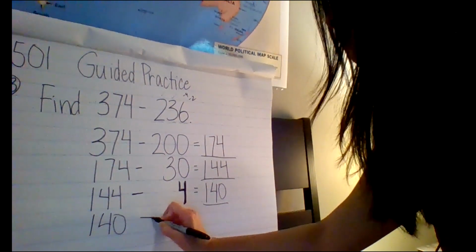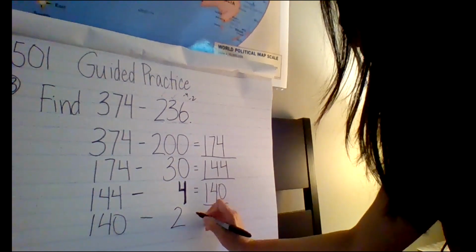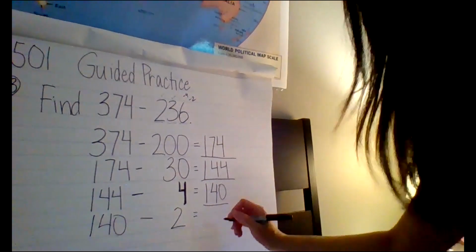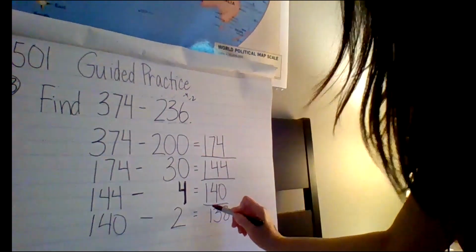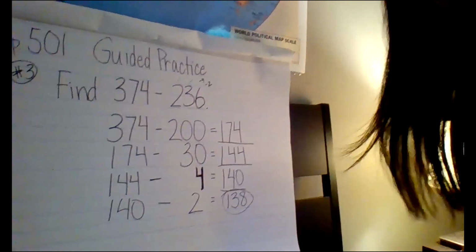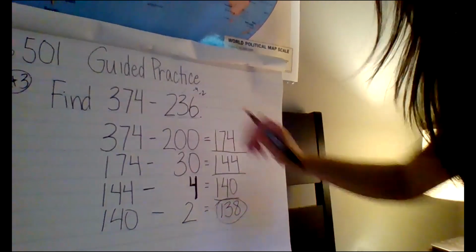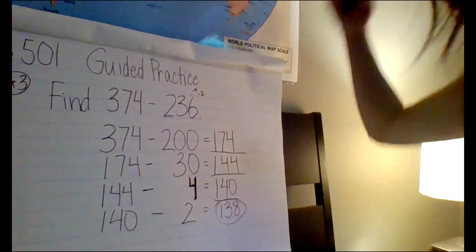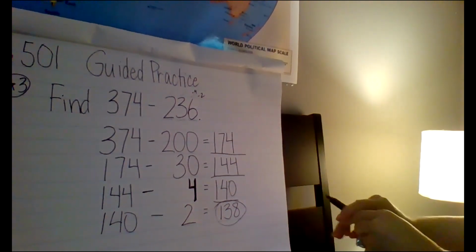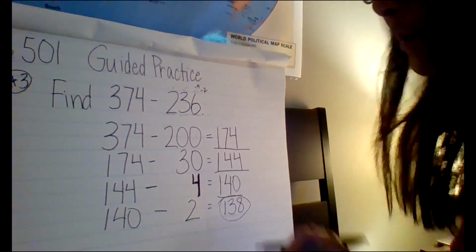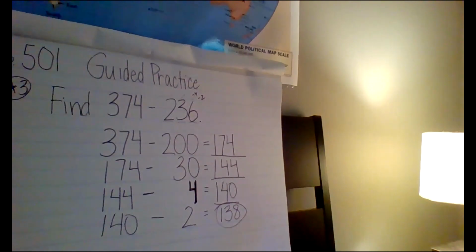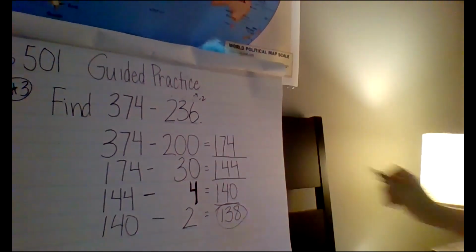Now we need to subtract 2. And you can do that by counting backwards. 138. So that's our final answer. And to be sure, we take a look at all of the numbers that we subtracted. Let me use a different color here. I'll just have a green crayon.